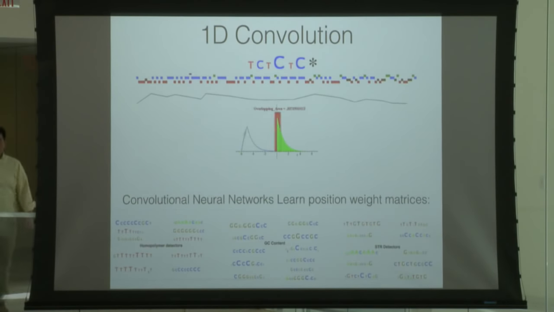And we can look for all kinds of things in our input sequence, not just short tandem repeats. We can look for homopolymers. We can analyze GC content. And that's what these neural nets learn to do.